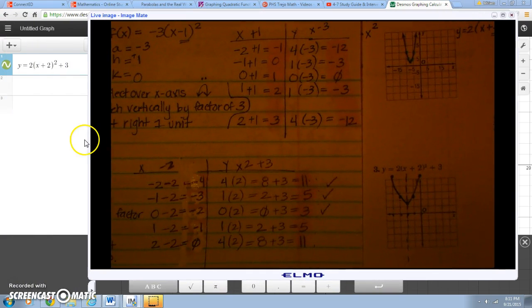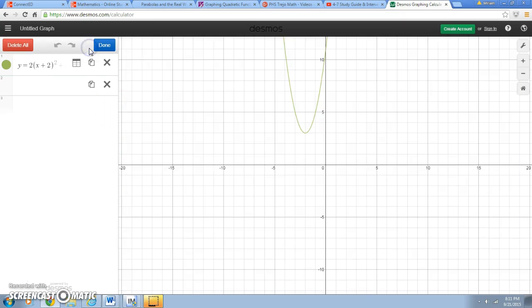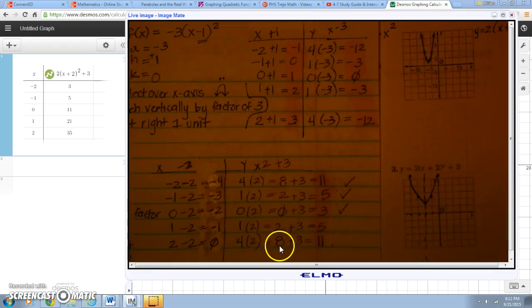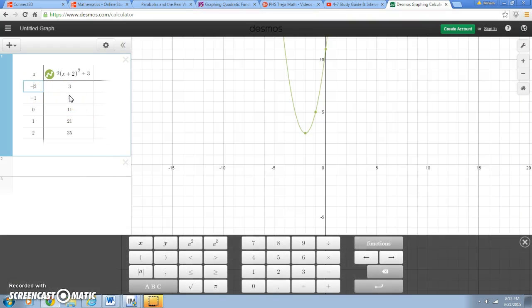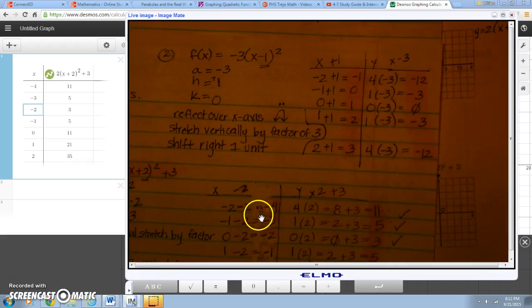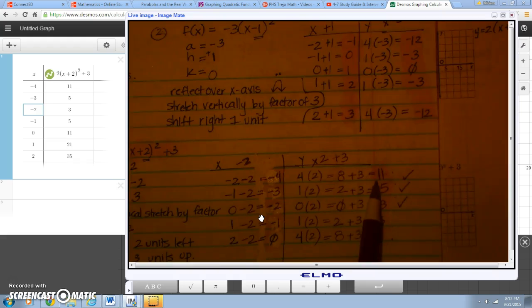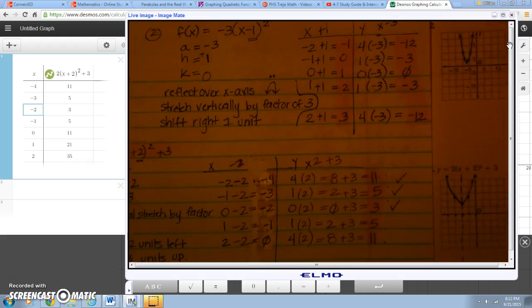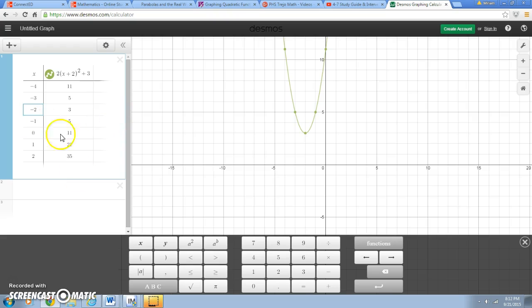Okay, and then the next thing I want you guys to do is check the table of values. Do our table of values match their table of values? And if you notice, our table starts at -4. So what I'm going to do is change this one to -4, -3, -2, and then we have -1. So you compare that to our table: -4, 11, -3, 5, -2, 3, -1, 5, and 0, 11. Ding, ding, ding. So we got the table correct, and we got our graph correct. This is how you check your answer. This is how you graph by hand, and this is also how you graph on the calculator.